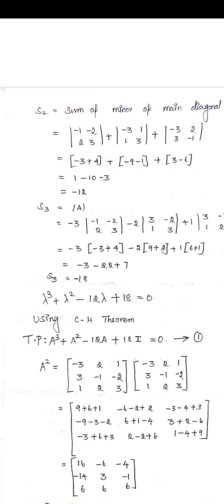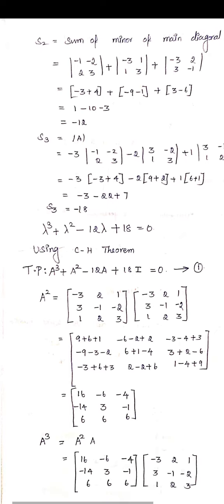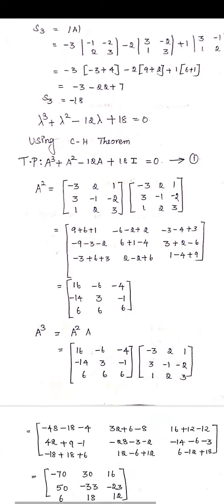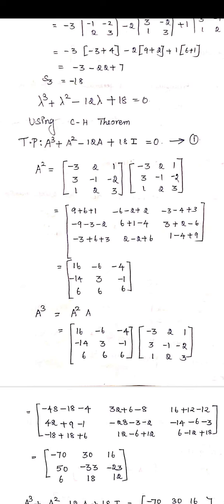By using the Cayley-Hamilton theorem, we have to prove that A cube plus A square minus 12A plus 18 times the identity matrix equals the zero matrix. We have to prove these matrix values are 0. First, we have to find the A square matrix. Here, the A matrix is -3, 2, 1, 3, -1, -2, 1, 2, 3. Multiplying the A matrix, we get the value of A square as 16, -6, -4, -14, 3, -1, 6, 6, 6.